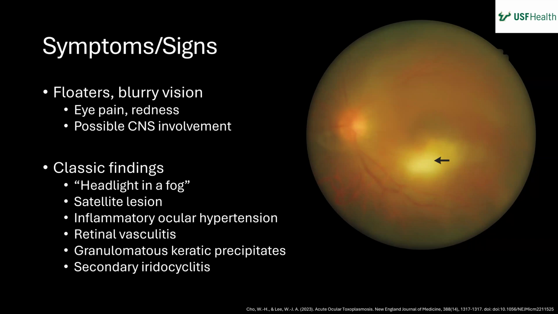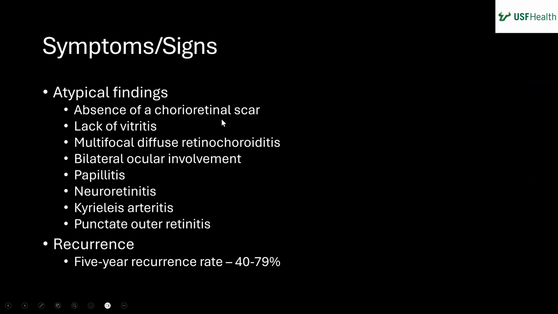Toxo is also one of the infectious causes of uveitis that can cause elevated IOP. If it's near a vessel, it can cause retinal vasculitis, as well as some uveitic symptoms and signs. Atypical findings would be lack of a scar, not a lot of vitreous inflammation, several or bilateral lesions, papillitis, and neuroretinitis.